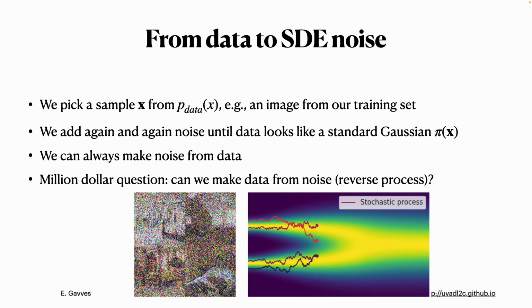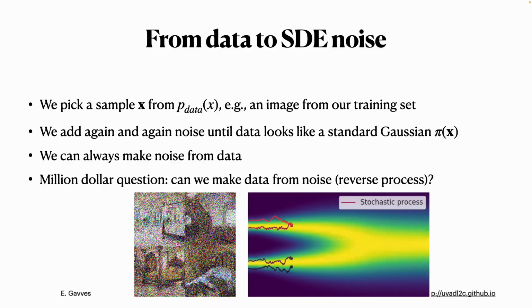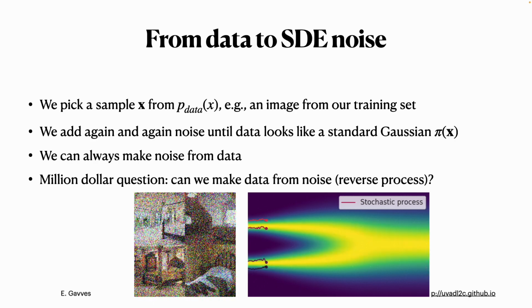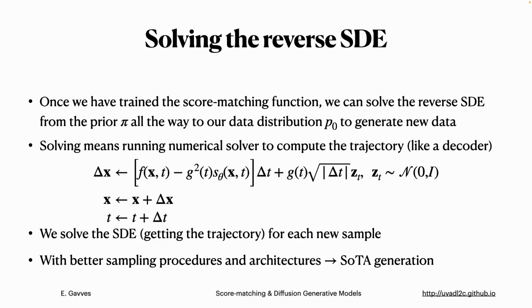So this is the forward process. The reverse process would be basically starting from a random location here until it goes to an image. Of course, with better sampling procedures and architectures, we have SOTA generation, state of the art, like really good generations.